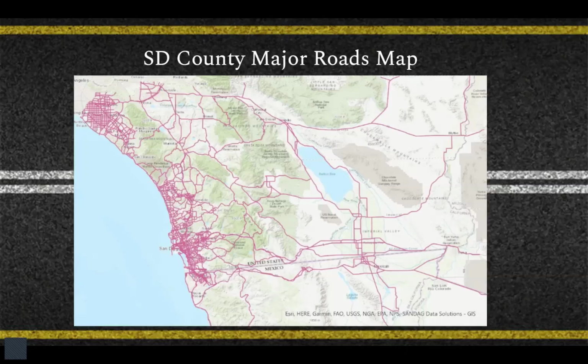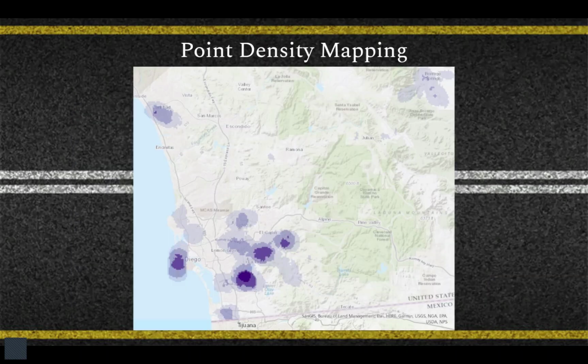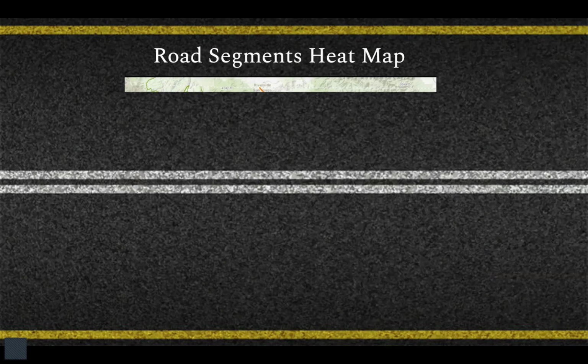After downloading the raw data as a CSV, I used the tool XY Table to Point to create a point map of roadkill observations. To make this data more meaningful, I had to perform a point density analysis on the points to create a heat map of where roadkill was most dense. However, if we want to know what roads specifically cause the most roadkill, we'll have to spatially join this point density map with San Diego's major roads.